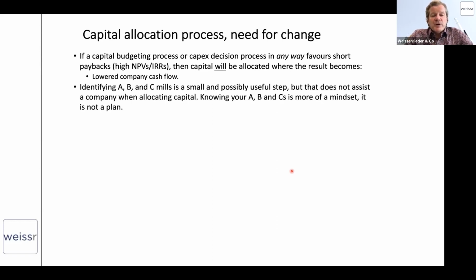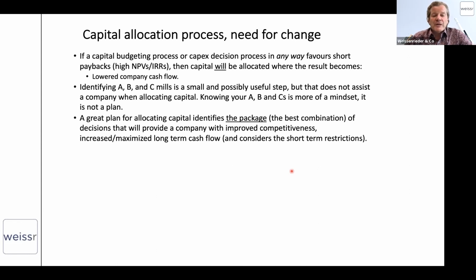Even if you identify A, B, and C mills, okay, that might be a small and possibly useful step, but that does not assist the company when allocating capital. Knowing your A's, B's, and C's is more of a mindset. It is not a plan.